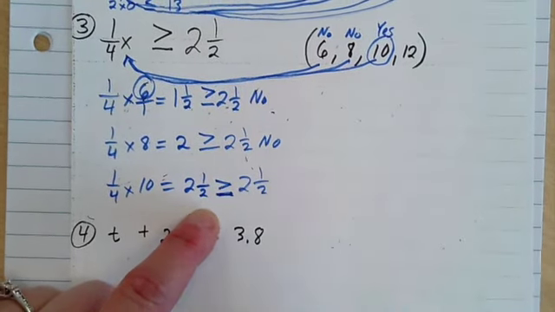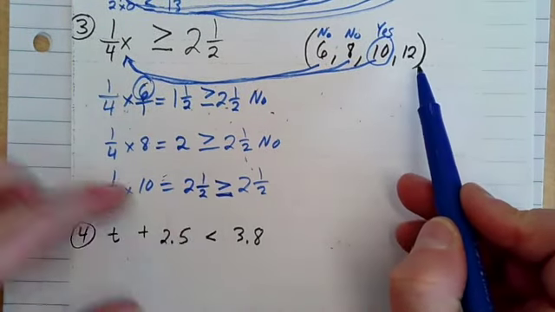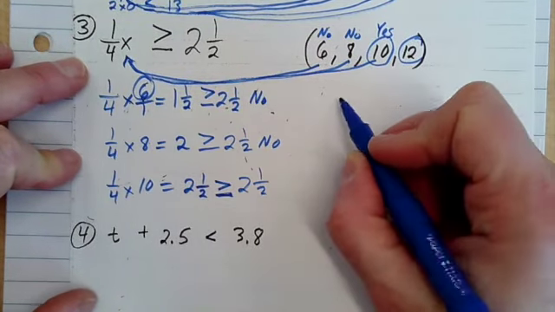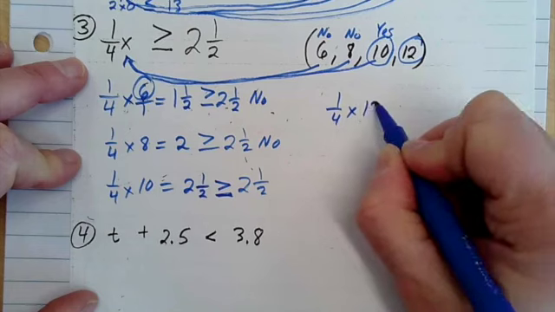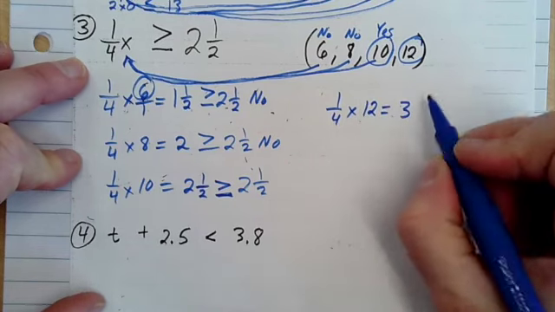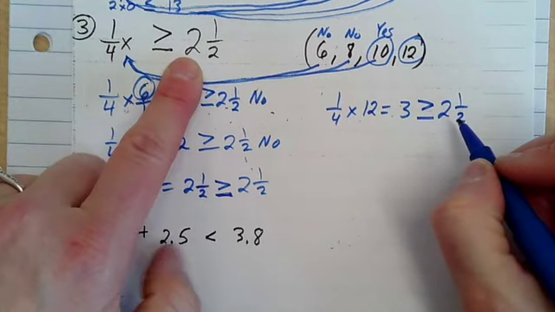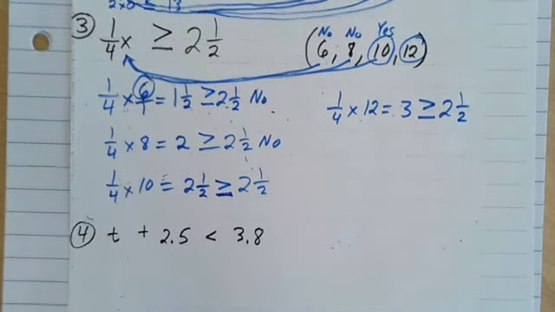And as you can kind of see, as the numbers keep getting larger, it makes sense that 12 is also going to work. You could try that. 1/4 times 12 is going to give you 3, and 3 is greater than or equal to 2.5, which is what you were trying to figure out here. So you would circle 10 and 12.